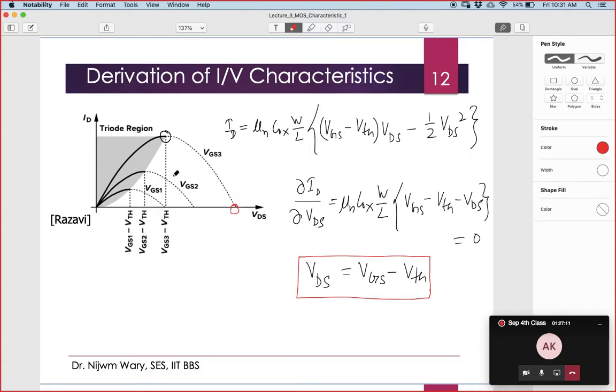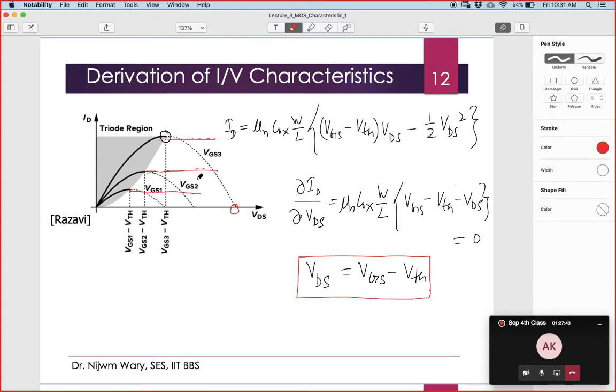But in the actual scenario, this doesn't happen. What happens is after this point, the current will not start decreasing, rather it will stay almost constant. This is what is observed. So this theory is valid only till the maximum point of the derivation. After this, this derivation or equation is not valid anymore, because the current starts becoming constant.